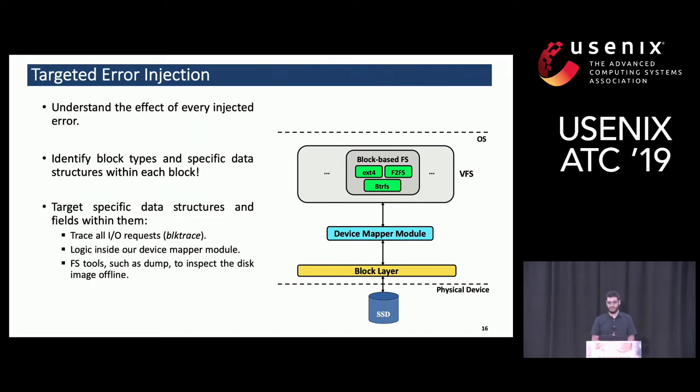Understanding the effect of an error depends on which part of the file system is affected. File systems employ different policies depending on the operation and the type of the affected block. For this reason, it is very important to identify and target specific data structures and fields within blocks. To achieve that, we use a combination of different techniques, which involve tracing of all I/O requests and offline file system tools such as dump in order to be able to inject different errors into targeted data structures and fields within blocks.